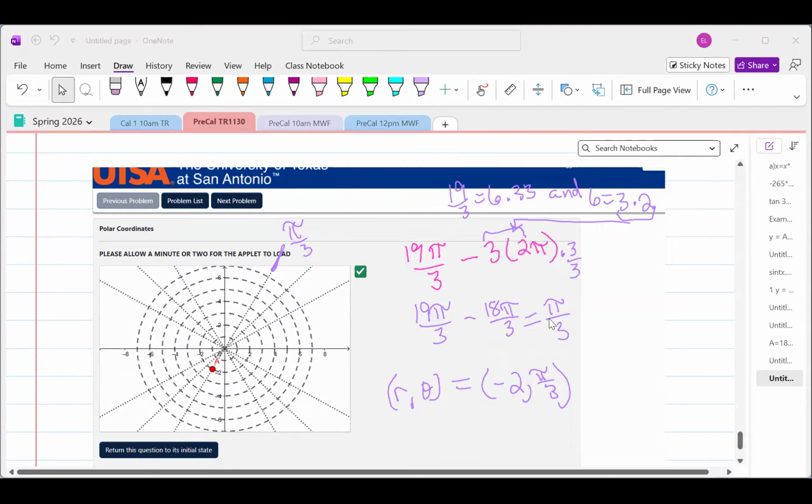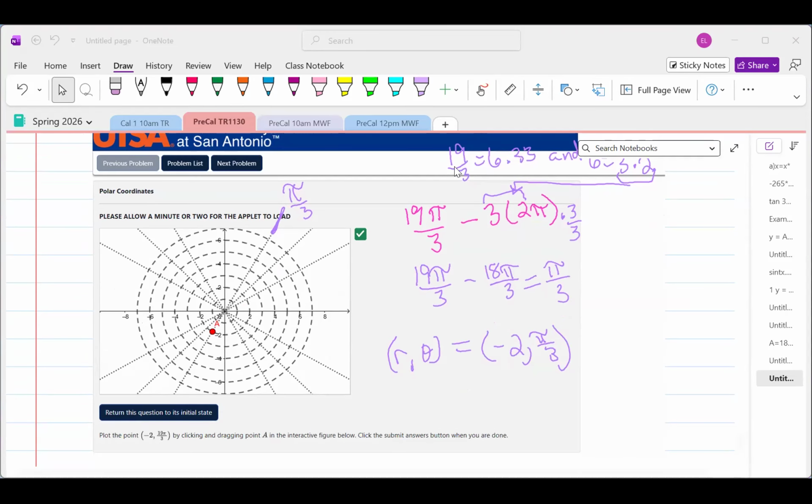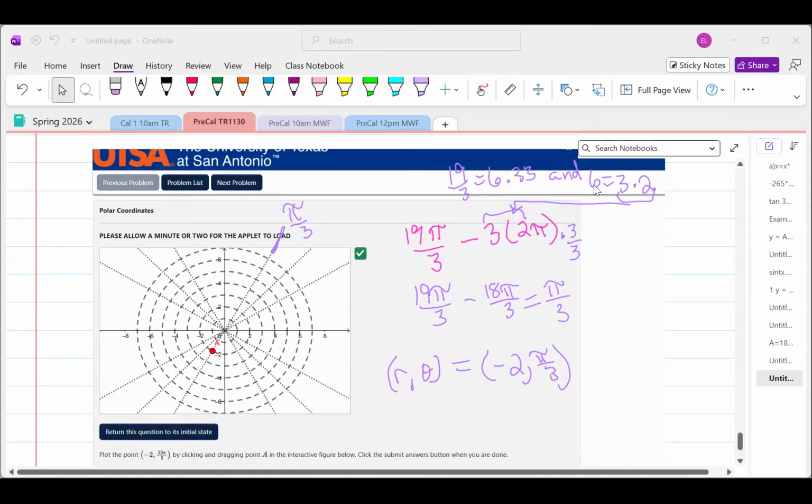So the angle, they told us 19 pi over 3. So I was trying to figure out how many 2 pi's can I subtract off of 19 pi over 3 because it's way bigger than 2 pi. So I was just thinking like 19 over 3 is 6.33. So this is 6 pi's and a little bit more. And then 6 is the same as 3 times 2. So there are 3 2 pi's that I can subtract off of this.